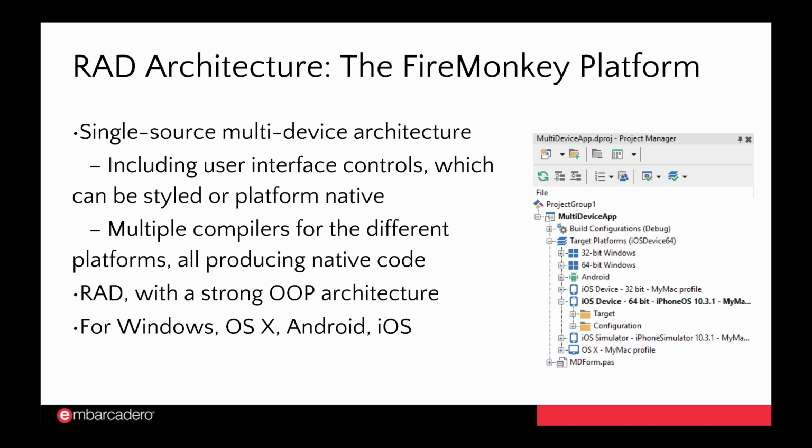So when you're using FireMonkey, you have a single source but multi-device architecture, and that includes the user interface controls, which can be styled or platform native. And you have multiple compilers for the different platforms, and all of those produce native code. Now, it's a rapid application development with a strong object-oriented architecture.